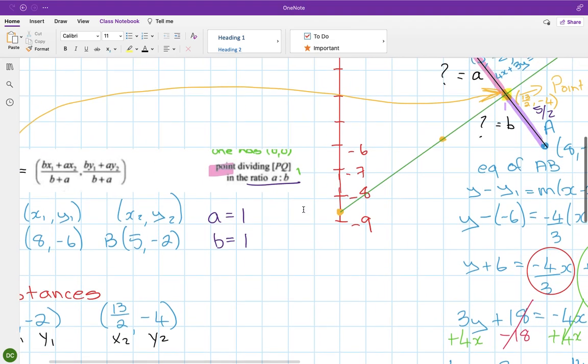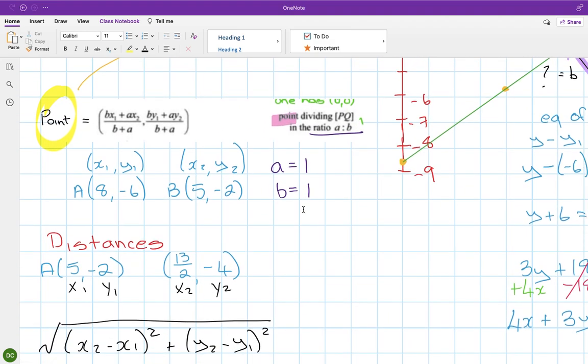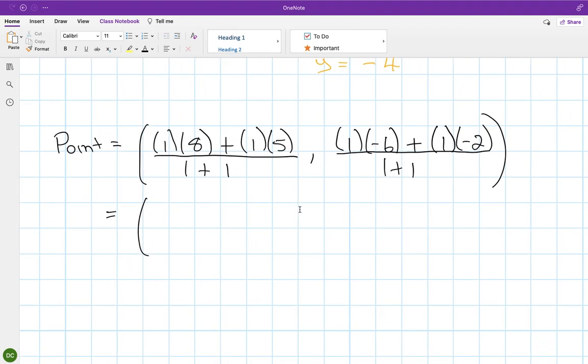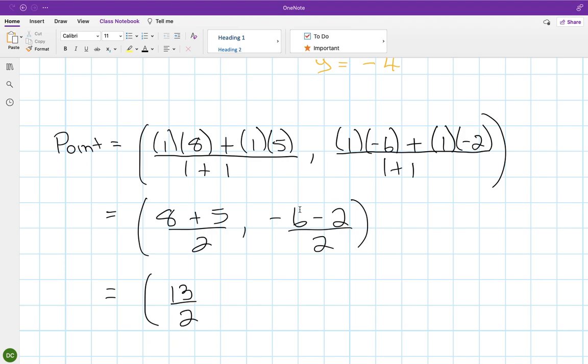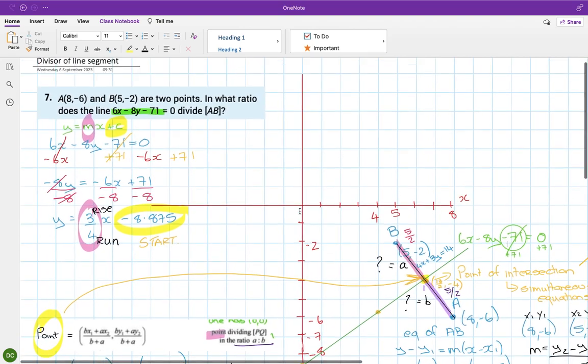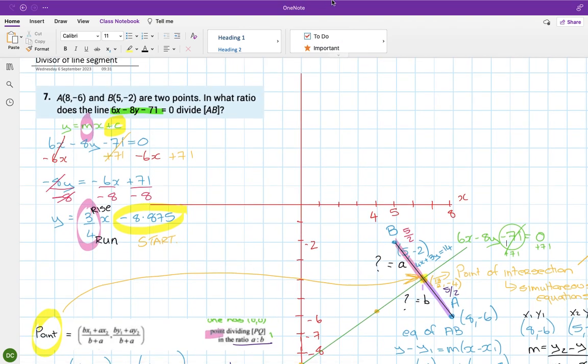Oh, it's not going to matter because they're both 1. Okay. Right, so then that gives us... Oh, sorry, I'll move over to where I am now. This is what I was subbing in there as I was talking to you. So 8 plus 5 over 2, and minus 6 minus 2 over 2. Oh yeah, 8 and 5 is 13 over 2, and that is minus 8 over 2, minus 4. And that was what we got for the point of intersection. So there you go. Really nice little question, to be fair. Tricky though. Hope that helps.